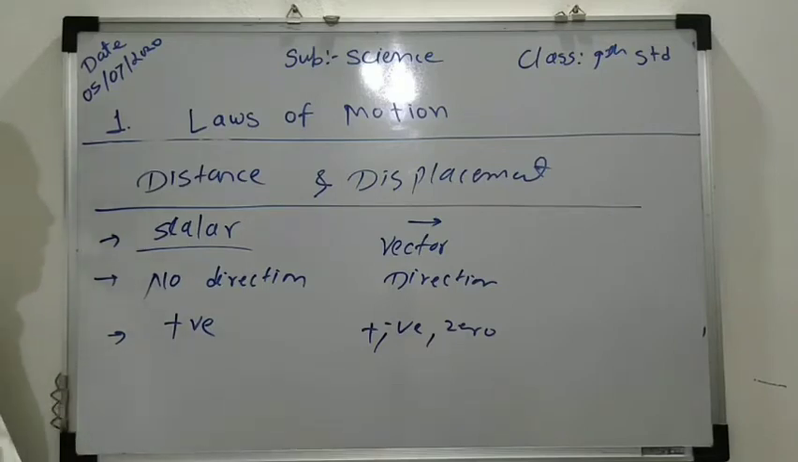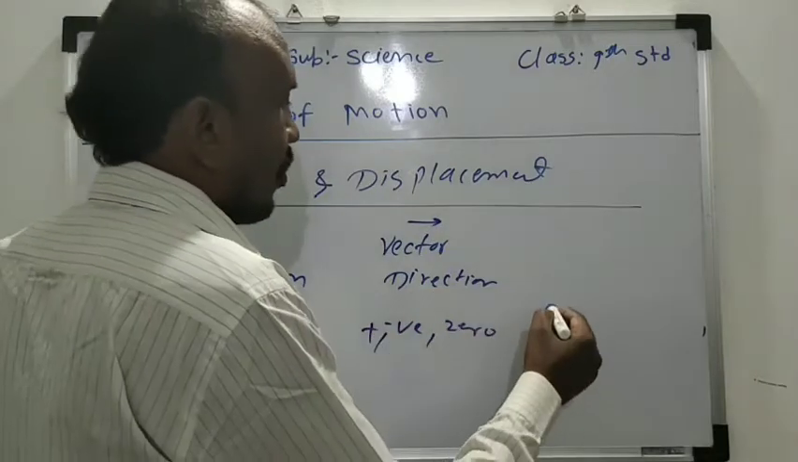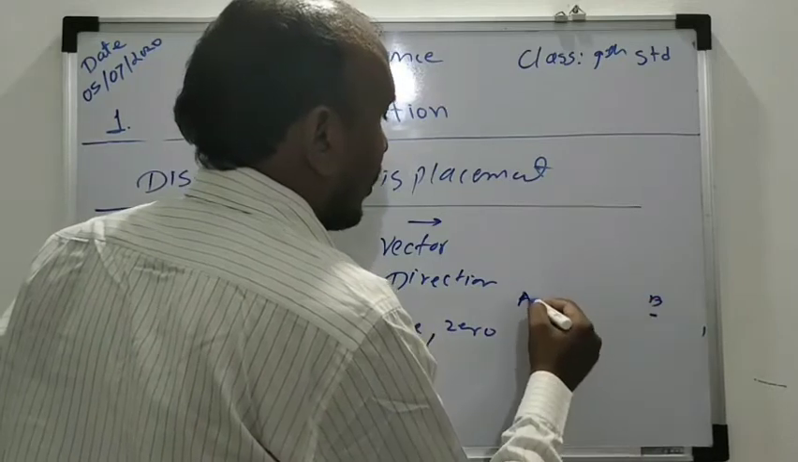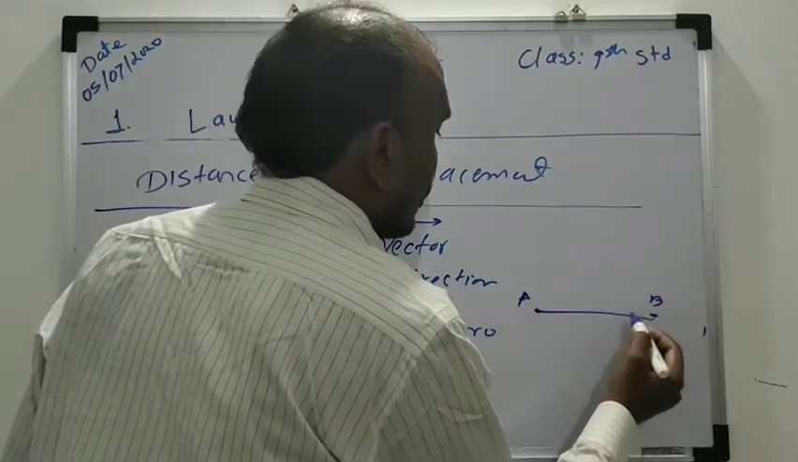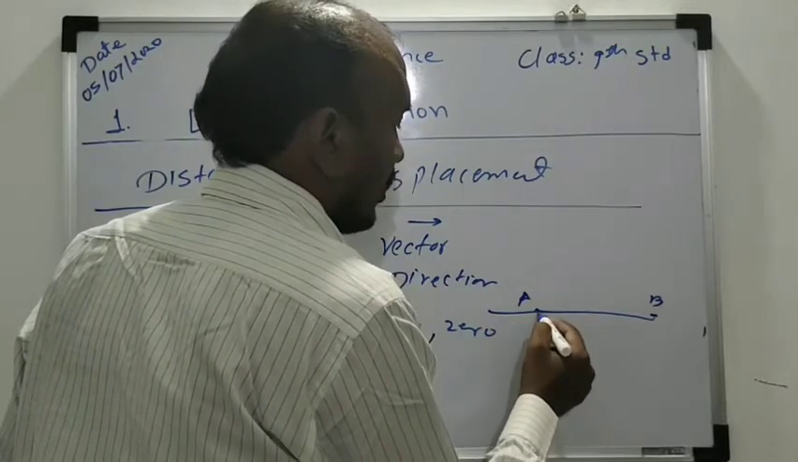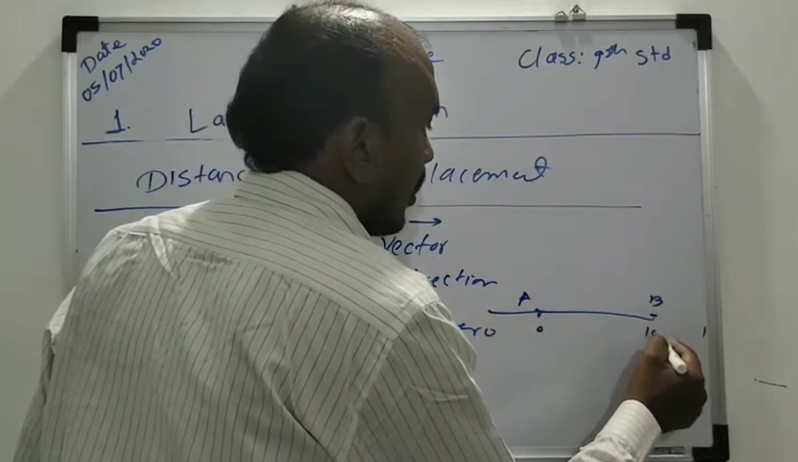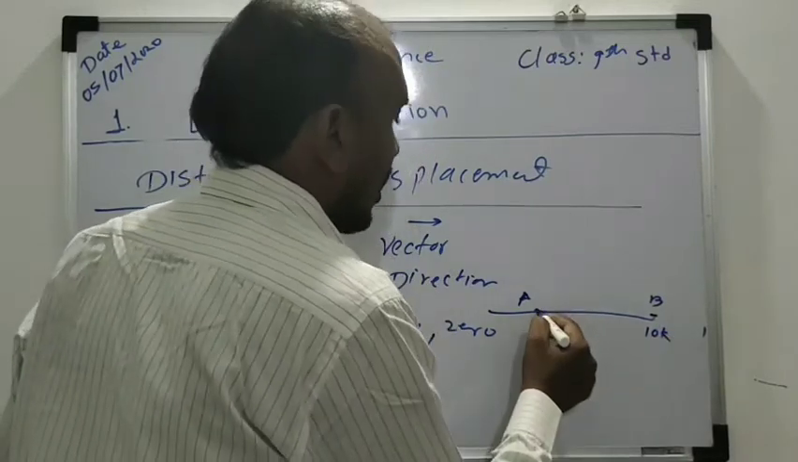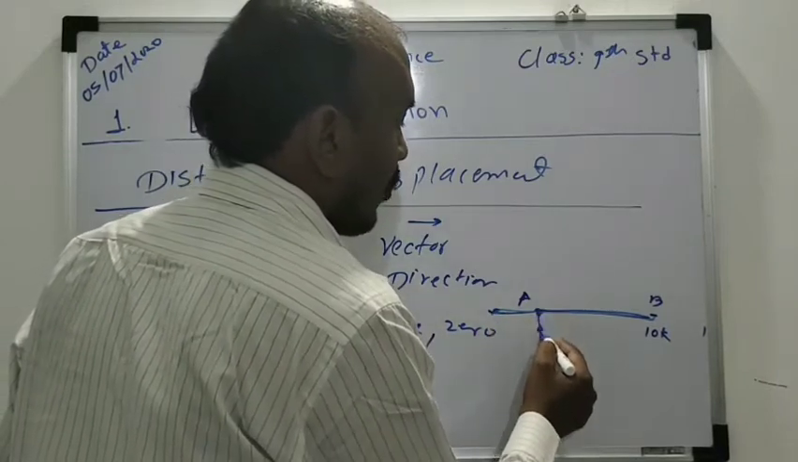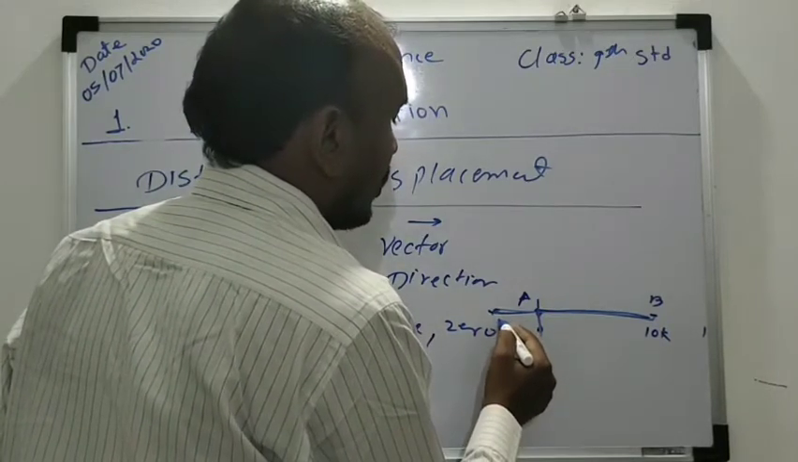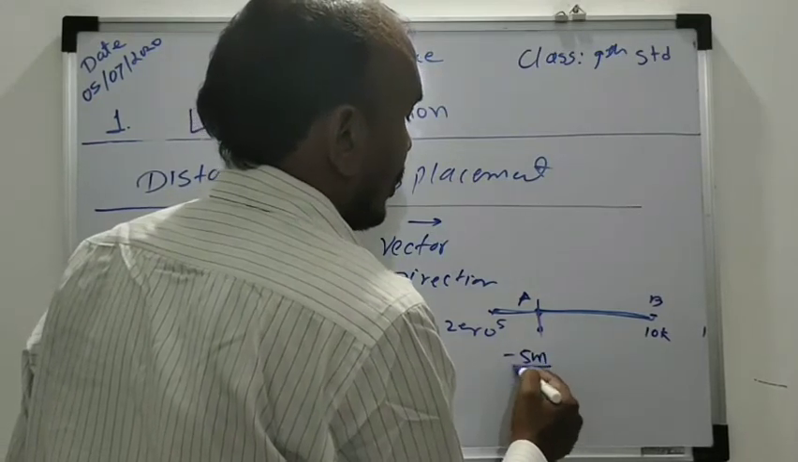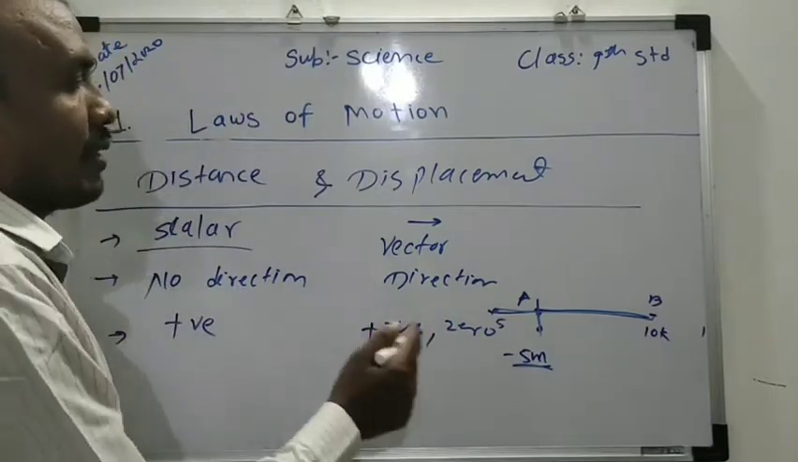Suppose here is A and here is B, and here is 0 and here is 10 kilometers. Suppose the car travels from here to here and back to here, where the final position is. The starting point is here, and up to this is 5. So here the displacement is minus 5. So displacement can be negative.